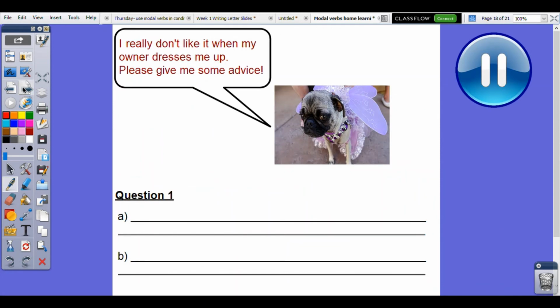So this is the next part of your independent work. So you've got a poor pug here, and the pug is saying, I really don't like it when my owner dresses me up. Please give me some advice. So on the same piece of paper as before, you're going to pause the video here and give 2 suggestions of advice for the dog using 2 different modal verbs. Press play on the video once you're ready to continue.